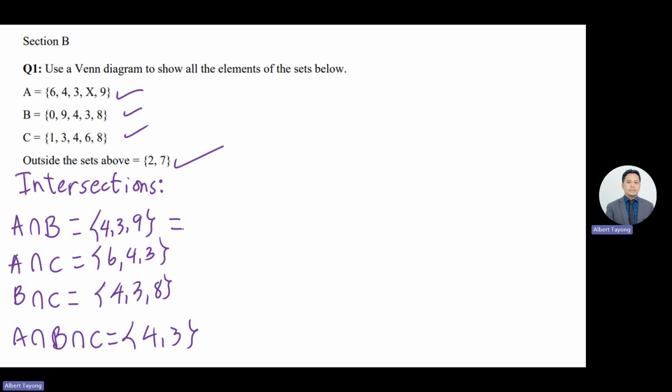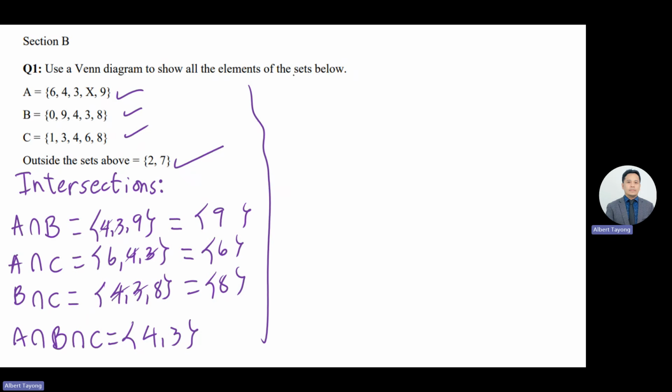Okay, now let's delete all the values repeated. So here we're going to delete 4 and 3. The remaining is 9 because 4 and 3 are repeated. Here as well, the remaining is 6. Here the remaining is 8. Okay, so let's now have our diagram.